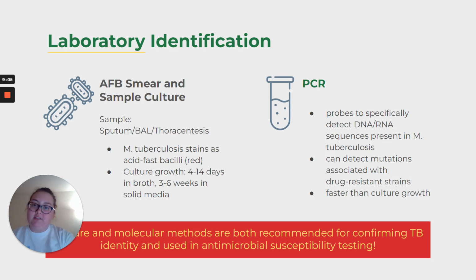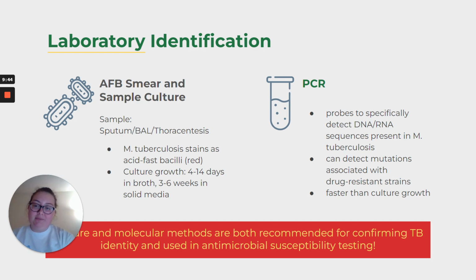So blood tests and skin tests are used to detect TB disease in patients. But when it comes to identifying the actual organism in the lab, we do different processes. We use the acid-fast bacilli smear and sample culture. Typically, this is taken from a sputum sample. Usually, this is going to be patients who have pulmonary illness and symptoms. So this can be a coughed up sputum sample, a BAL, which is bronchoalveolar lavage, or a thoracentesis. So again, just getting that lung sample.